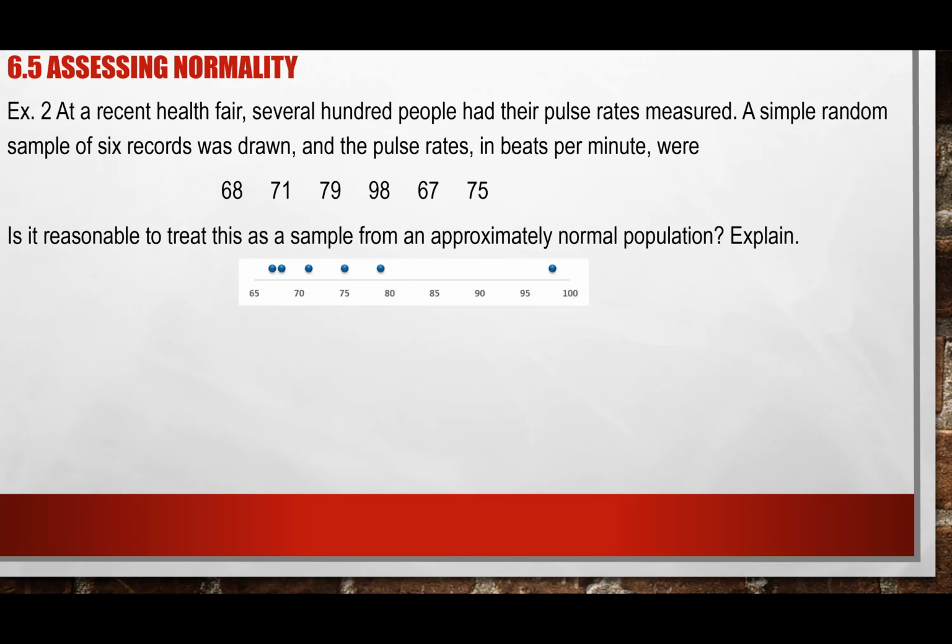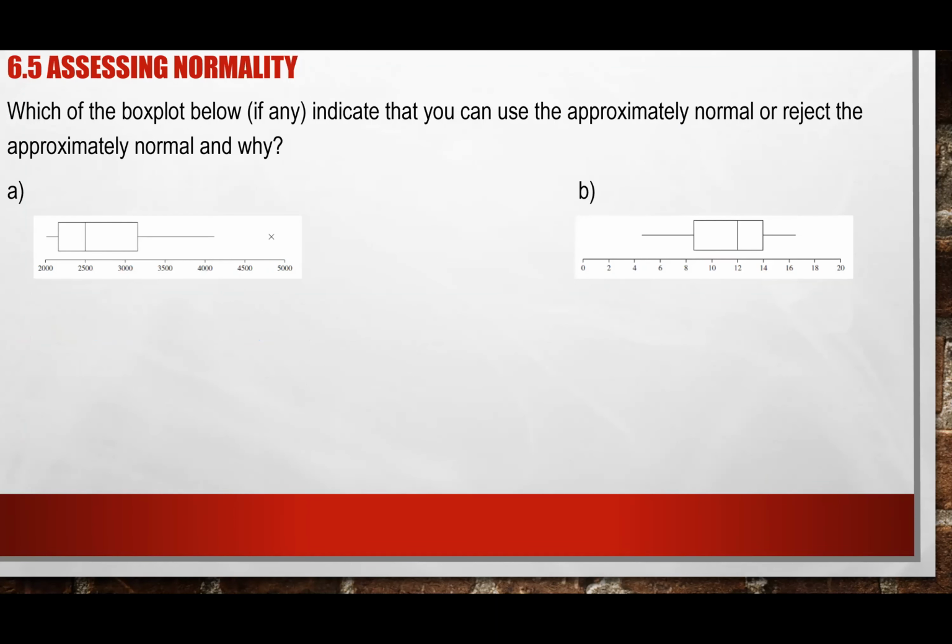Let's take a look at this last example I have here, and then I can show you how to use your calculator to construct this. If you look at this bar plot, they ask which of the bar plots below, if any, indicate that you can use the approximately normal distribution or reject it, and why. So based on A and B, which one can we use, or which one can we not use, and why?